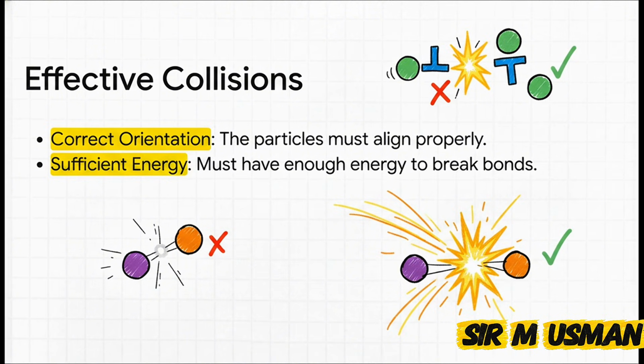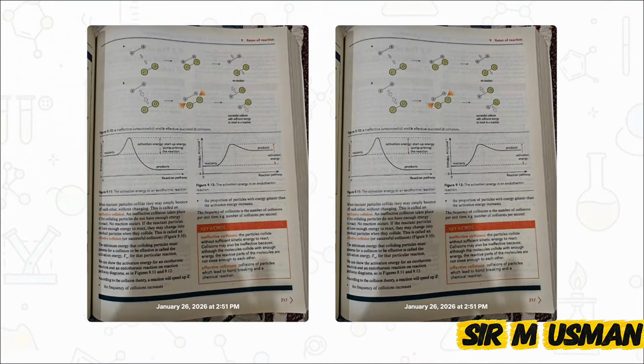Well, two things have to be true at the exact same moment. First, the particles have to hit each other in just the right way, with the right parts lined up. We call this the correct orientation. And second, they have to smash together with enough energy to actually break the chemical bonds that are holding them together. And this picture shows it perfectly.